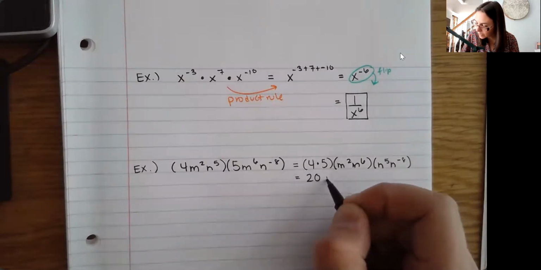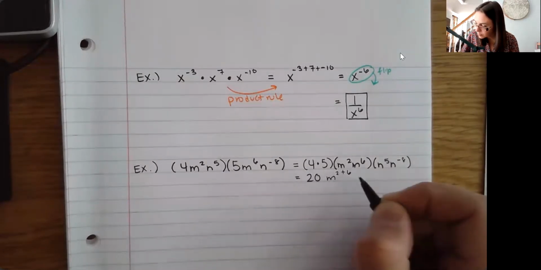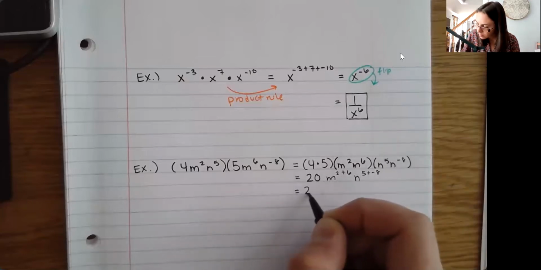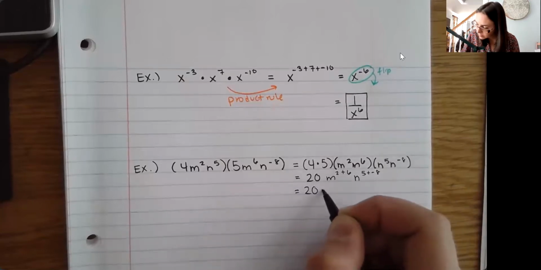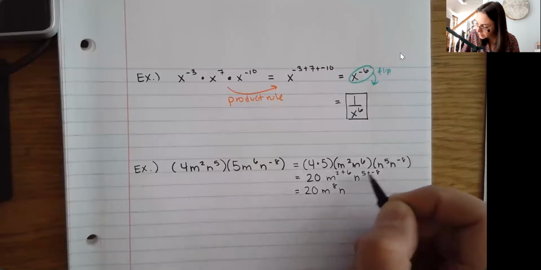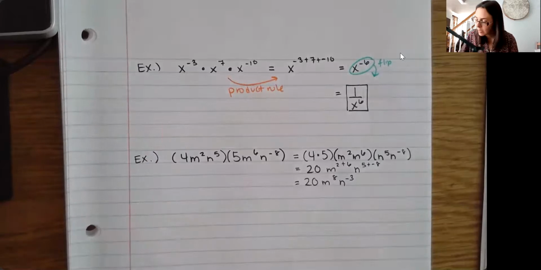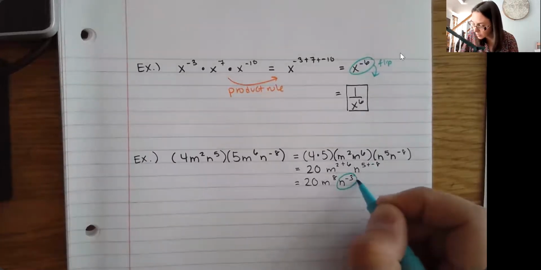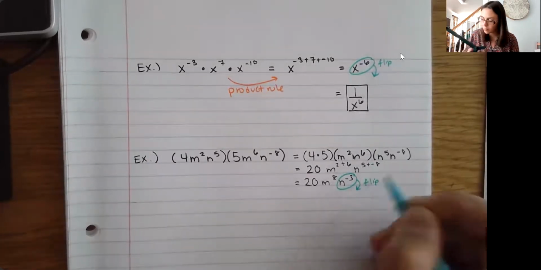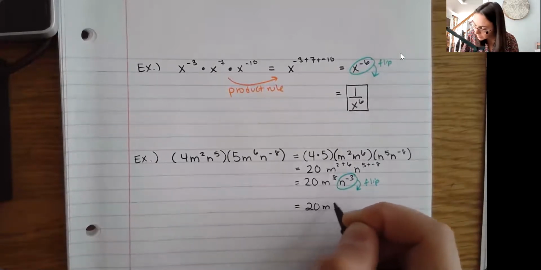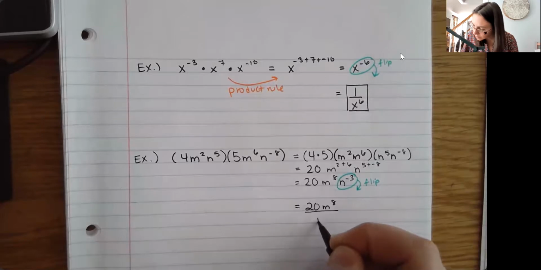Here I have the same base, so I can add those exponents. And same thing here. Well, 2 plus 6 is 8. And then 5 plus negative 8 is negative 3. So now I'm going to look at it again. Again, I do see I have a negative exponent here, so this part is going to have to flip down. And I get my answer of 20 m to the 8th over n to the 3rd.